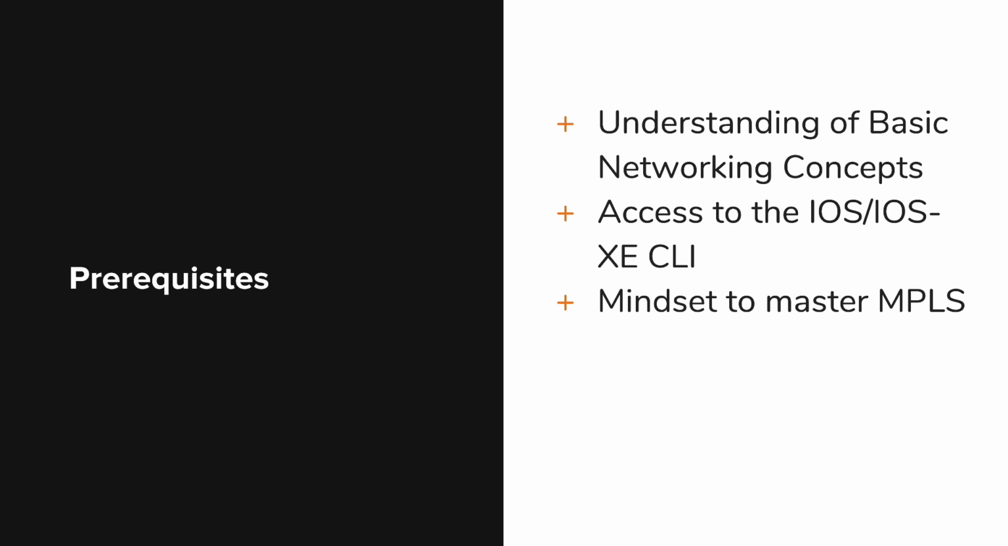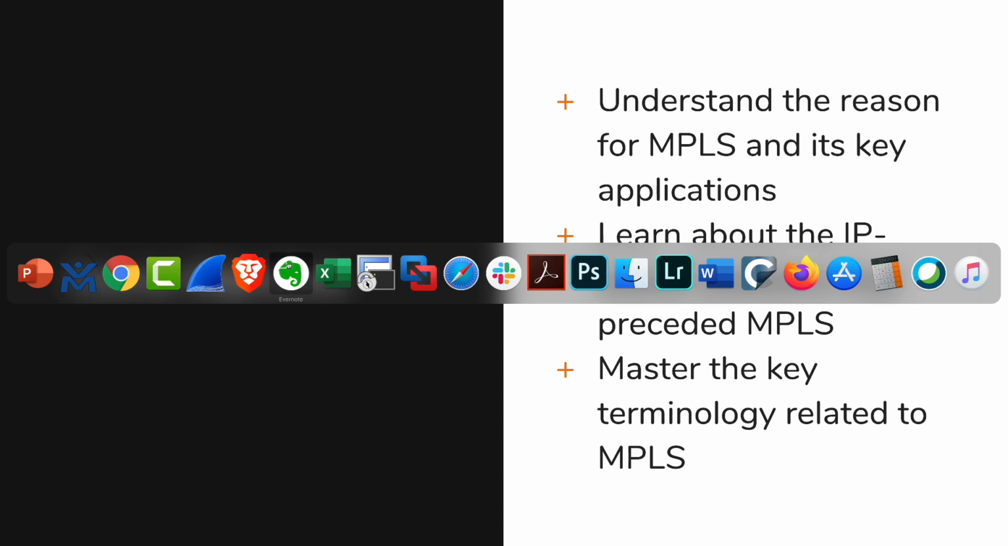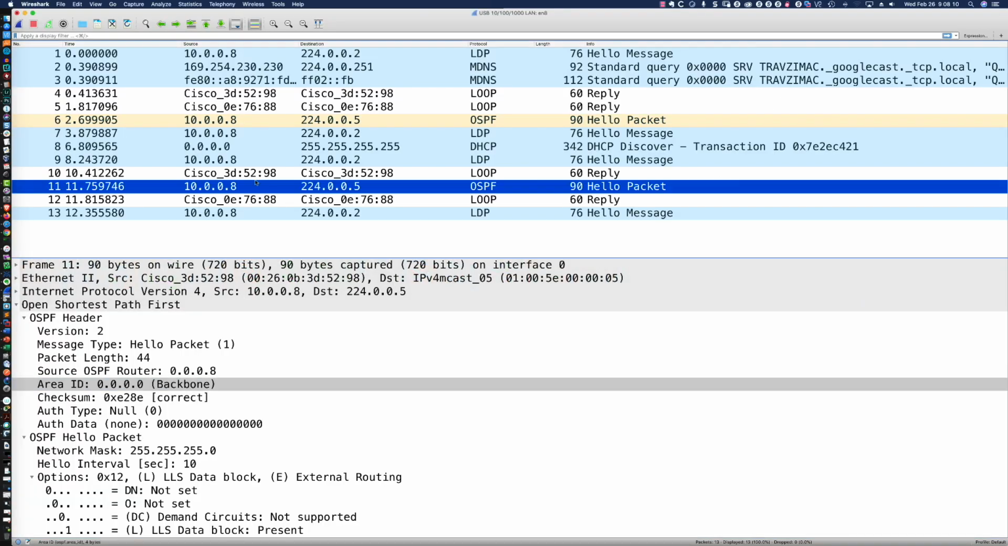Now, there are going to be a number of course objectives that we're going to be focused on. The first course objective is going to be to understand the reason for MPLS and its key applications. We're going to learn about the IP-based solutions similar to MPLS, and we're going to master the key terminology related to MPLS.